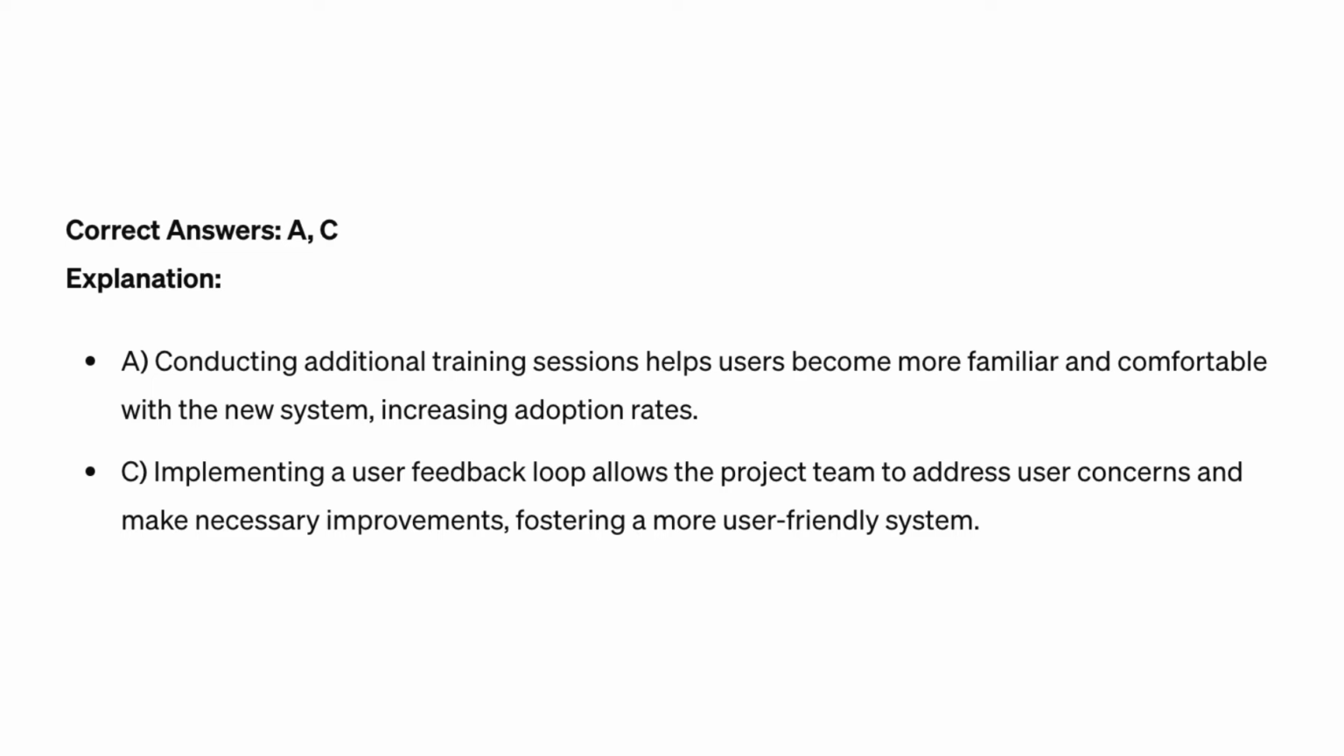Correct answers A, C. Explanation: Conducting additional training sessions helps users become more familiar and comfortable with the new system, increasing adoption rates. Implementing a user feedback loop allows the project team to address user concerns and make necessary improvements, fostering a more user-friendly system.